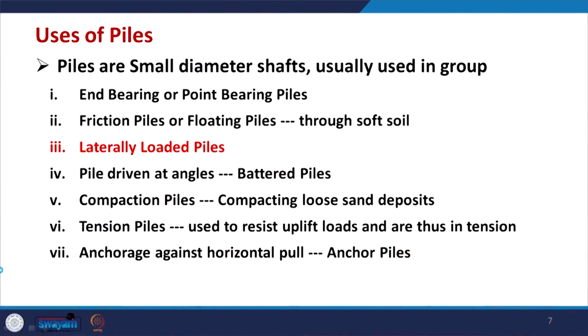When we talk about how different piles are used, accordingly we can categorize them. The first one is what is called end bearing or point bearing piles, where the vertical load is transferred through end bearing or point bearing action. This is most often used when the pile foundation is situated on a hard strata or rock.